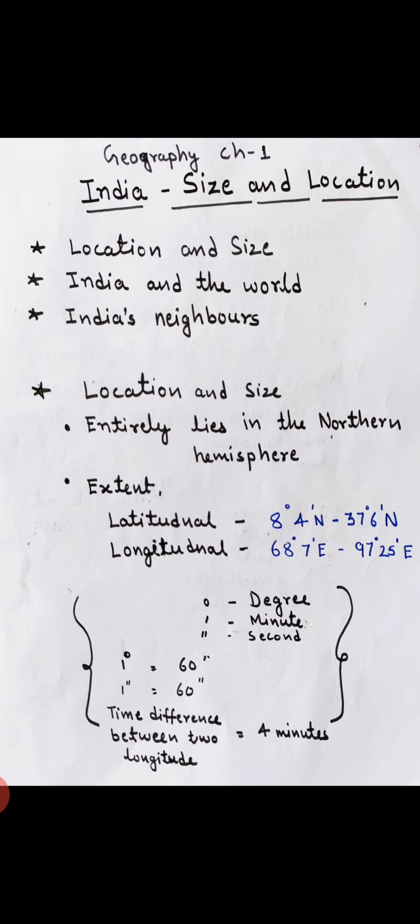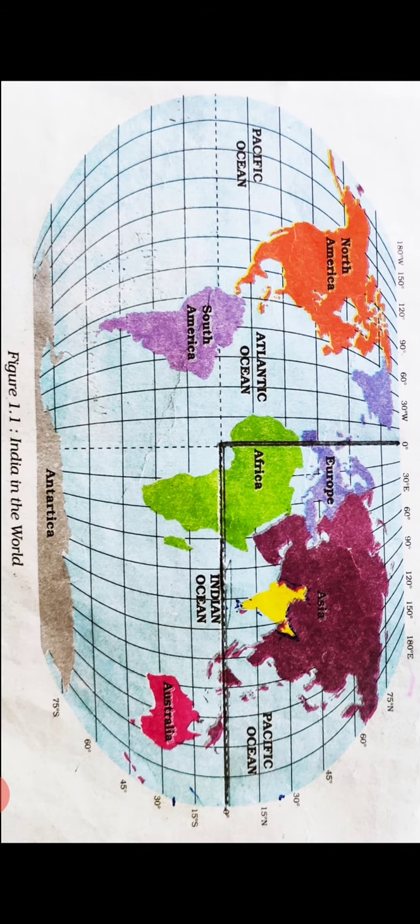Here, 1 degree is equal to 60 minutes and 1 minute is equal to 60 seconds. And the time difference between two longitudes is 4 minutes. Now we will discuss longitude and latitude in brief.